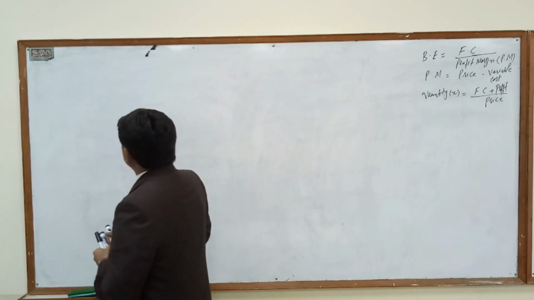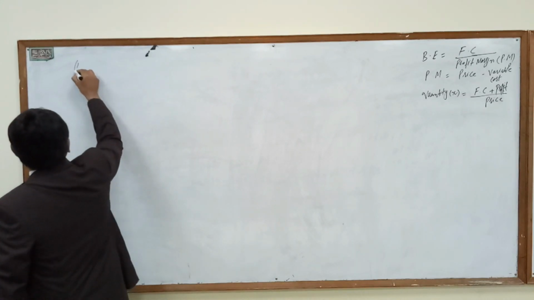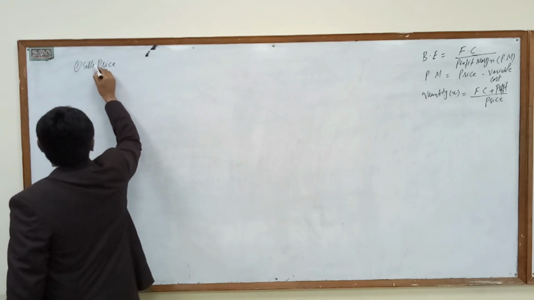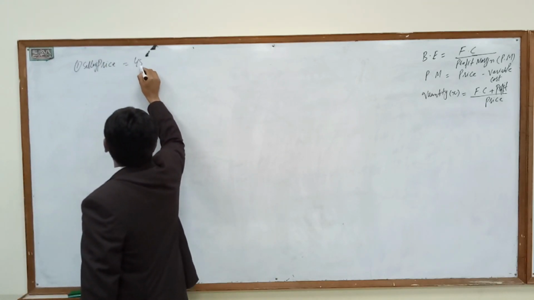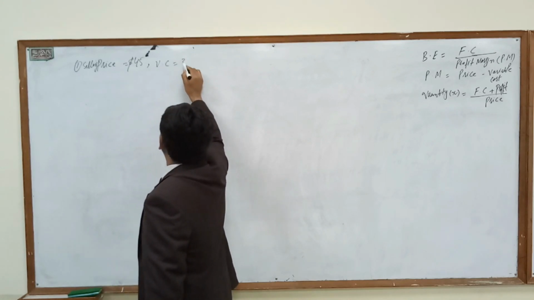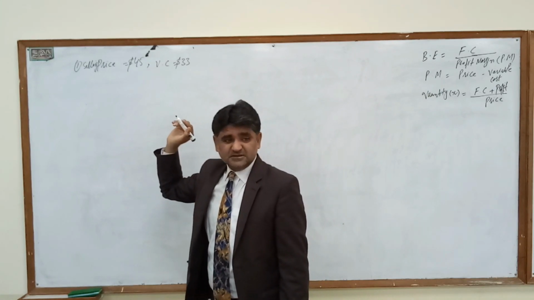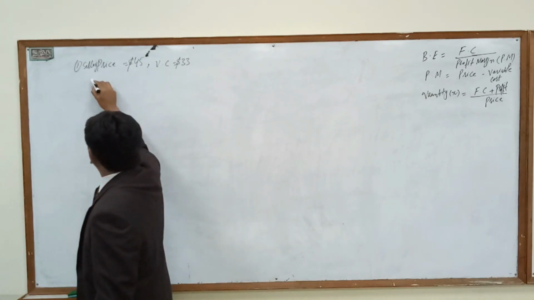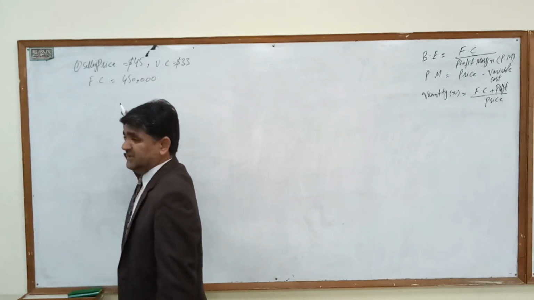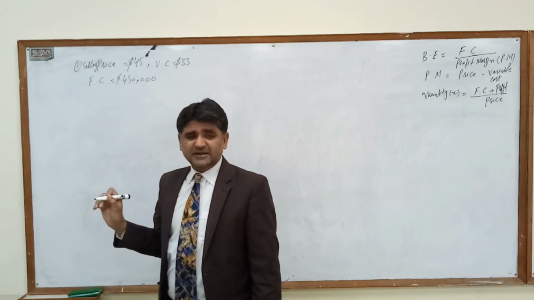If you look at the data which is given in question number one, what is data? What is selling price? $45. Okay, selling price is $45. What is variable cost? $33 is the variable cost. Do we have fixed cost? Yes, sir. What is fixed cost? $450,000. Fixed cost is $450,000. I think it's dollars. What actually we have to determine?